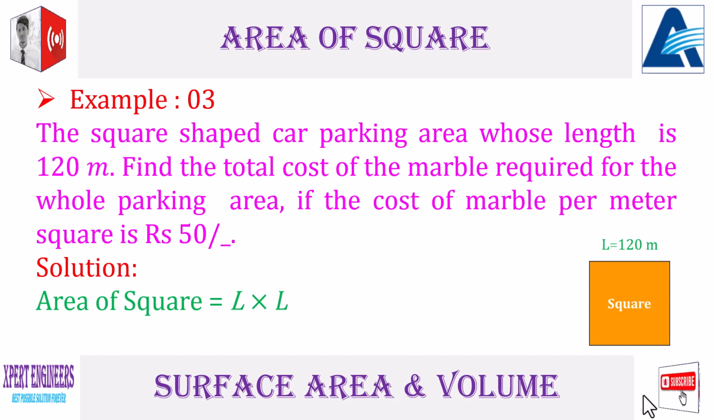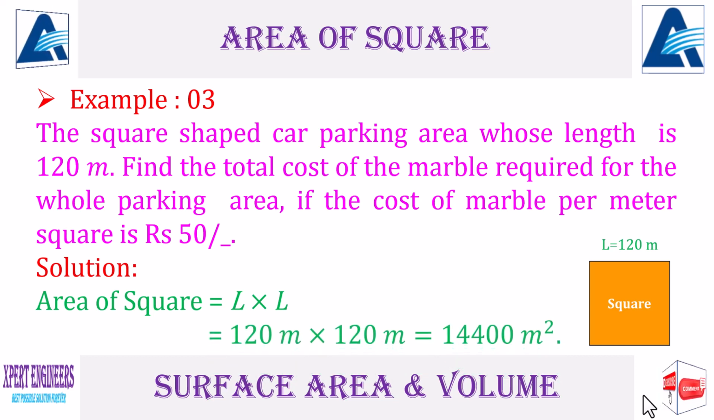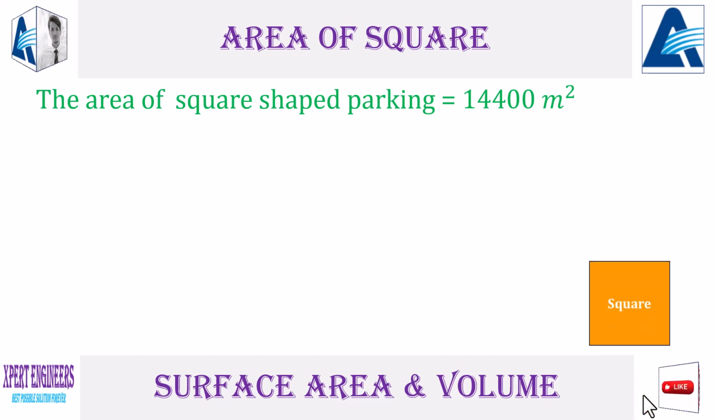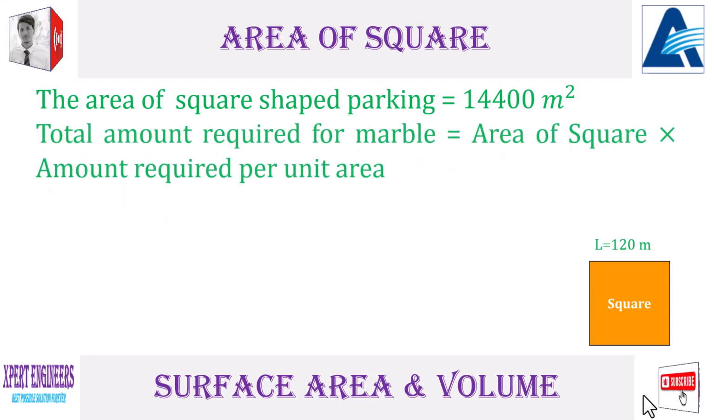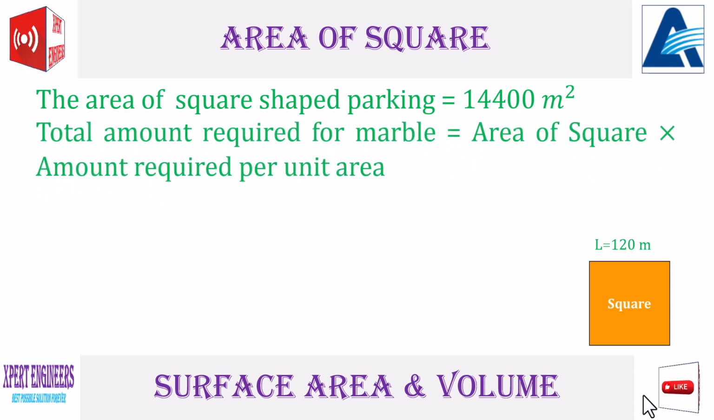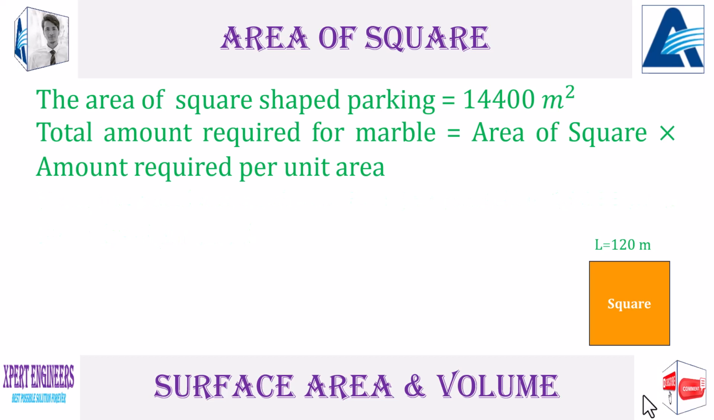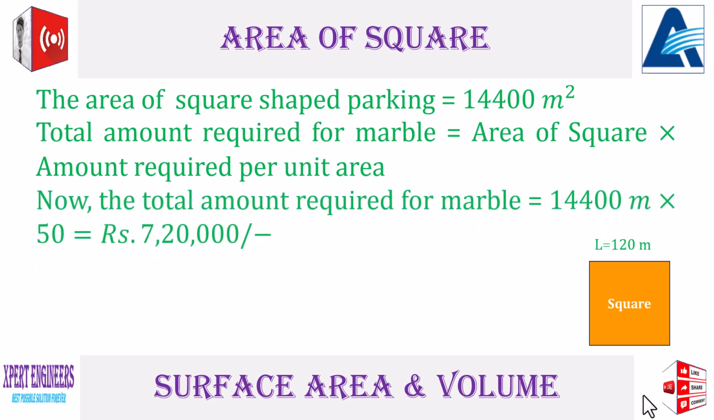By putting the values in the above formula, we get the area of square, that is 14,400 meters square. So the area of square-shaped car parking is 14,400 meters square. And the total amount required for marble is equal to area of square multiplied by amount required per unit area. So by putting the values, we get total amount required for the marble, that is 7,20,000 rupees.